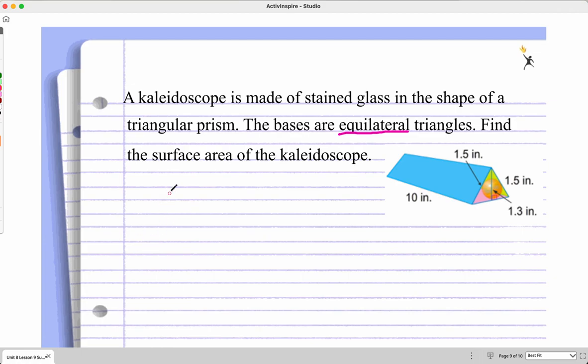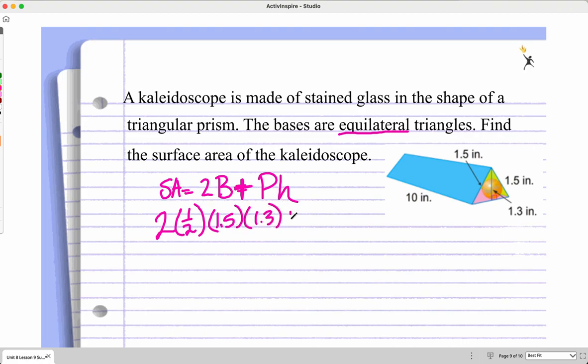All right, so let's figure this out. Formula is surface area equals twice the base plus the perimeter times the height. So let's do our math. 2 times big B. Big B in this case is 1/2 of our base. Our base here, since it's equilateral, this last one, even though it's not marked, is 1.5 inches because it says equilateral, so we know they're all the same, times 1 3/10 plus the perimeter, which is 4 5/10 times 10.